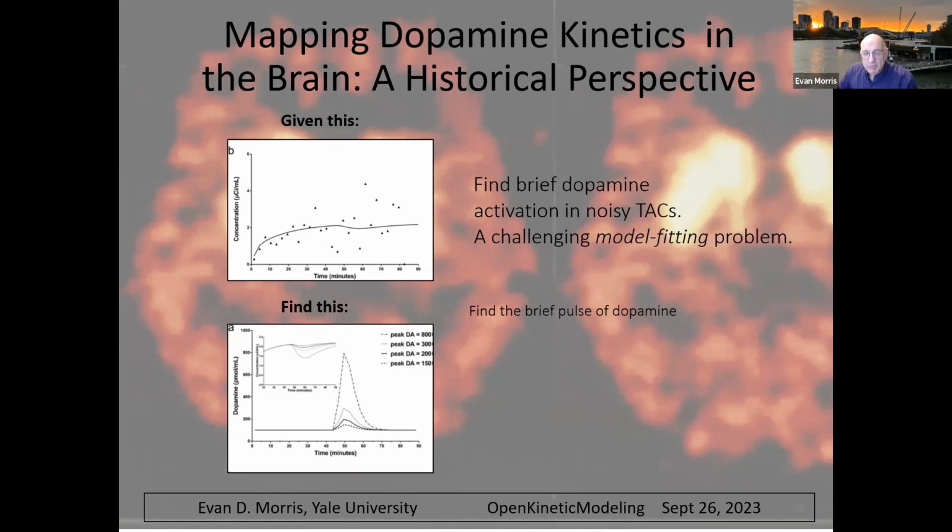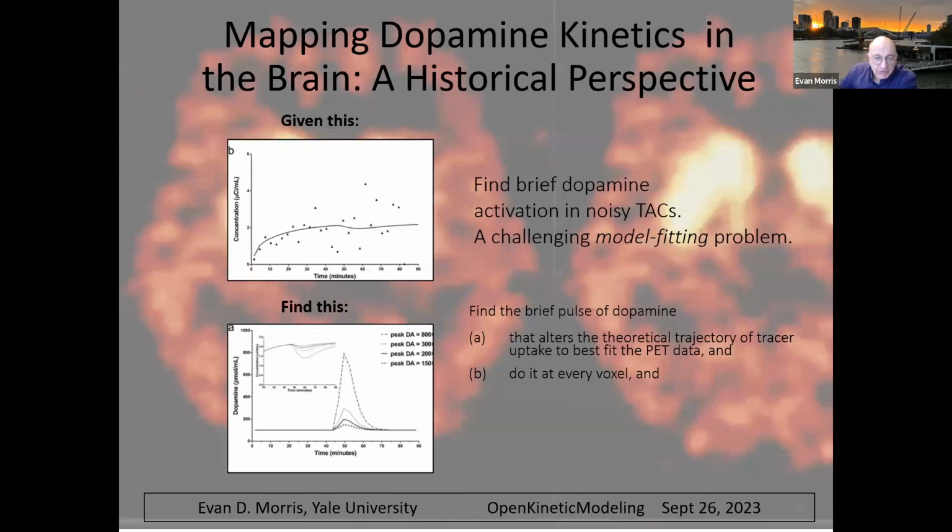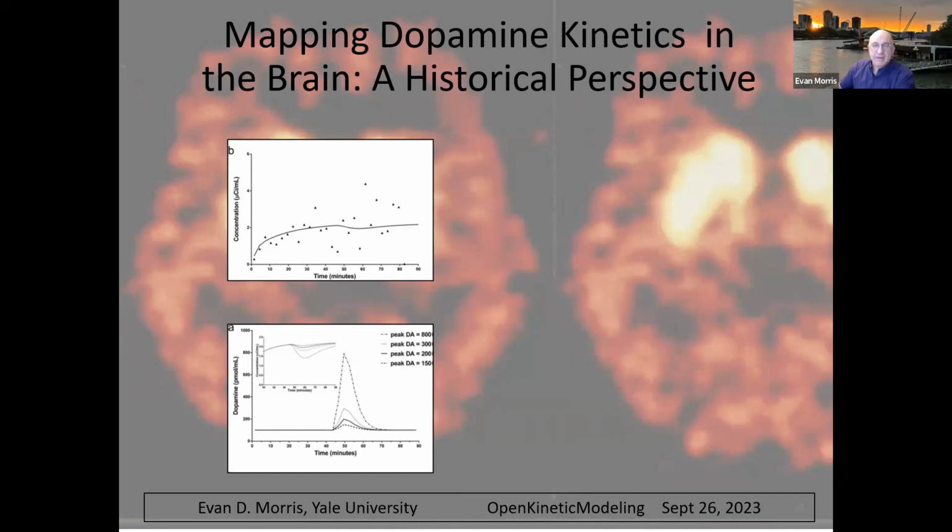So to find the brief pulse of dopamine, we want the pulse that alters the theoretical trajectory of tracer uptake to best fit the PET data, and we want to ultimately do it at every voxel, and we want to do it without knowing precisely when the dopamine response starts or even if it exists. So that's the problem that I am interested in generally.